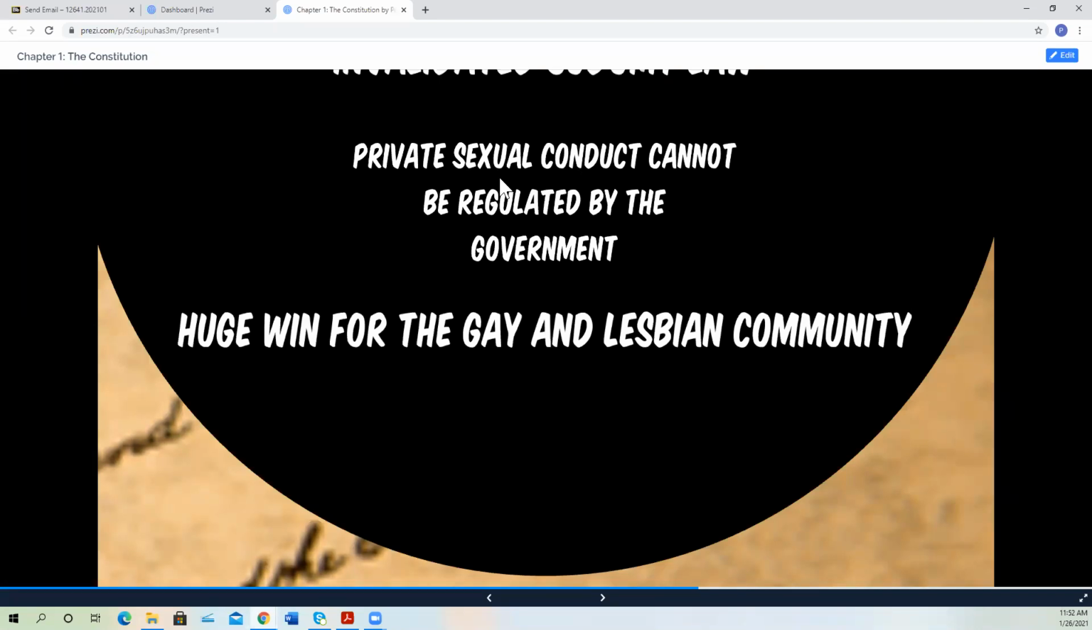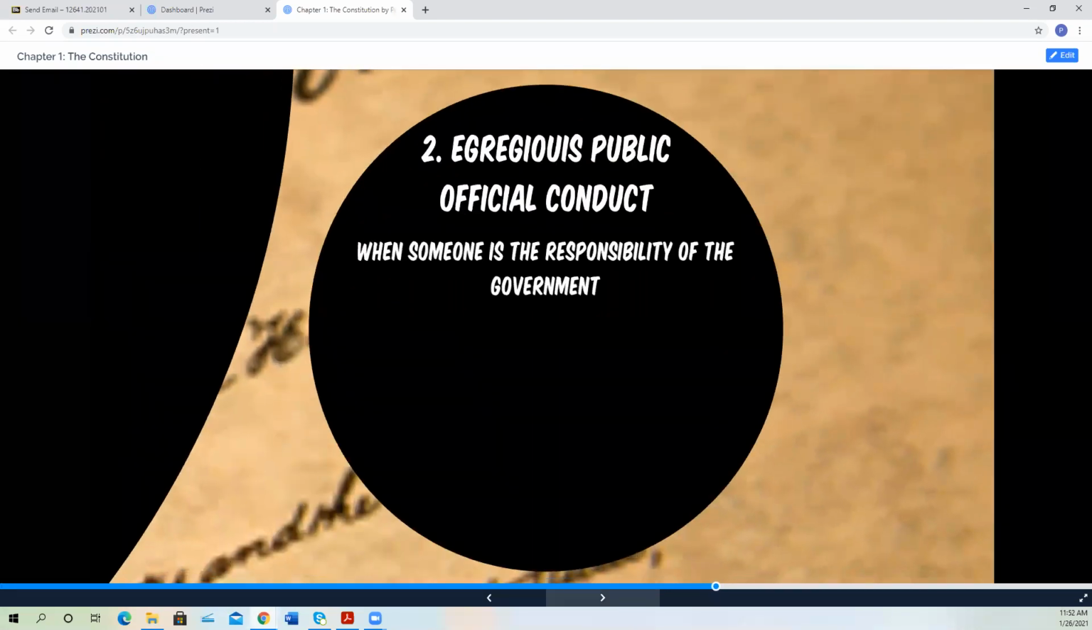In the eyes of the law, they're not old enough to make that judgment of whether they should have sexual conduct. So in the case of adults in private sexual conduct, there was no compelling reason. However, in cases of laws that prohibit adults from having sexual relations with minors, there is a compelling reason. So they can take that private sexual conduct away from us because they met that compelling interest standard. And that brings us to egregious public official conduct. And this will get us back to the DeShaney case.